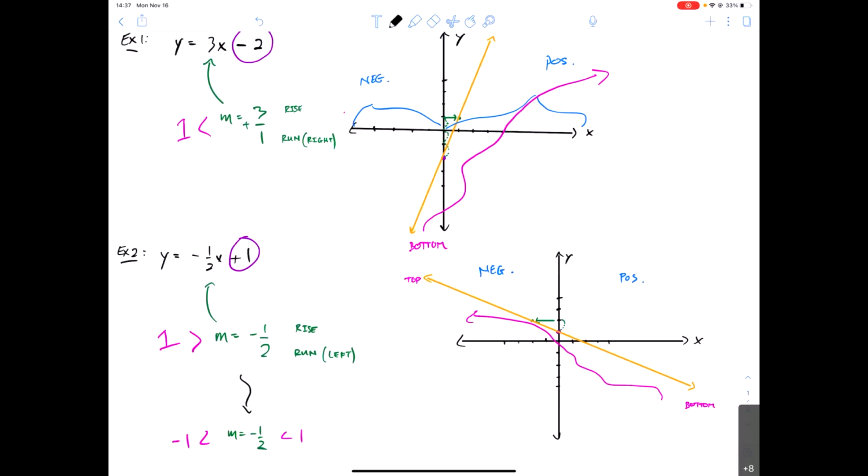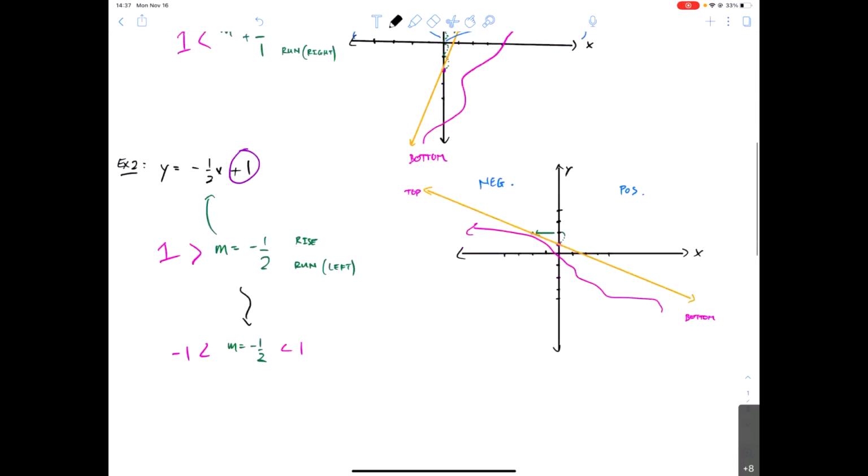Okay, so let's show you how come. So example 3, people should see this before, but say you had the equation y equals x. Very fundamental, right?